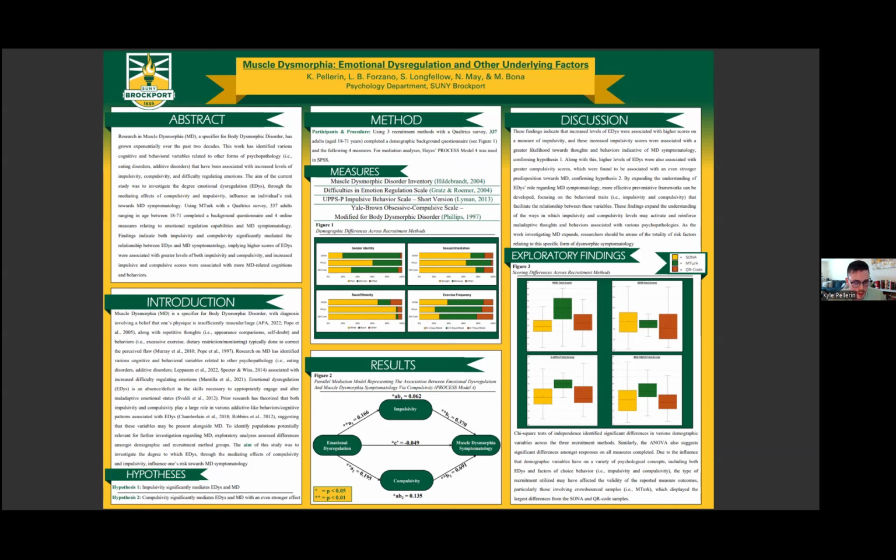Because of the influence that a person's demographic background can have on a variety of psychological concepts, including both emotional dysregulation and factors of choice behavior, the type of recruitment that we used might have affected the validity of some of the reported scores, particularly those from the crowdsource sample. This would be the MTurk group, which displayed the largest differences from both the college students and the QR code samples, and lends itself to erring on the side of caution when using these types of resources to recruit participants.